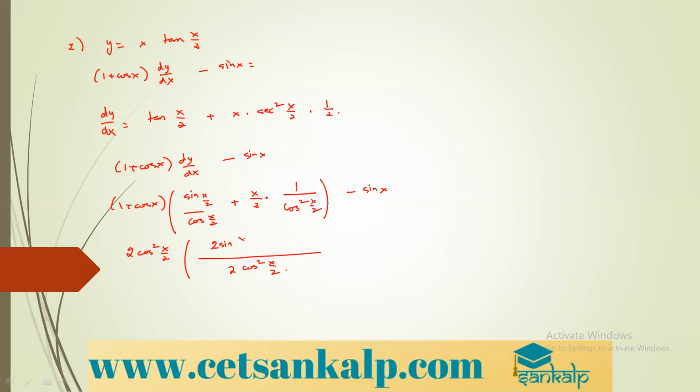So that means I will have 2 sine x by 2 and then plus x minus sine x. So 2 cancels, cos square x by 2 will cancel. Now I have 2 sine x by 2 cos x by 2 also when I take common denominator. So that will be sine x plus x minus sine x. Sine x and minus sine x will cancel. My final answer will be x.